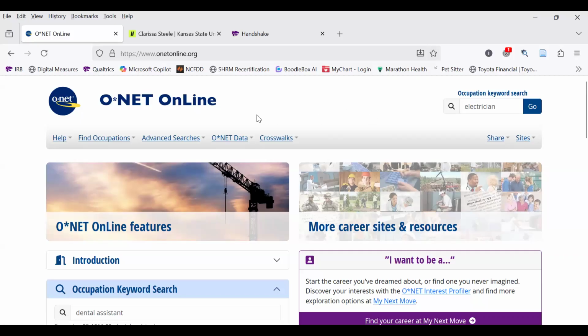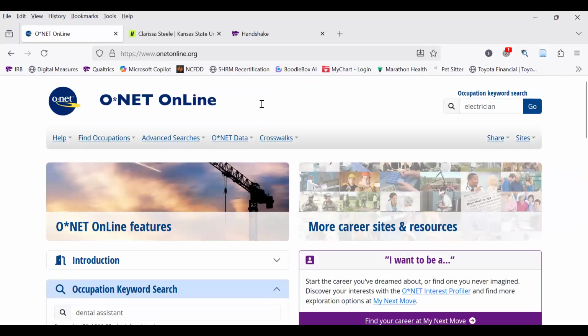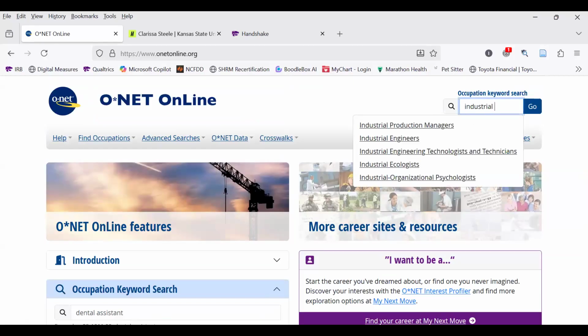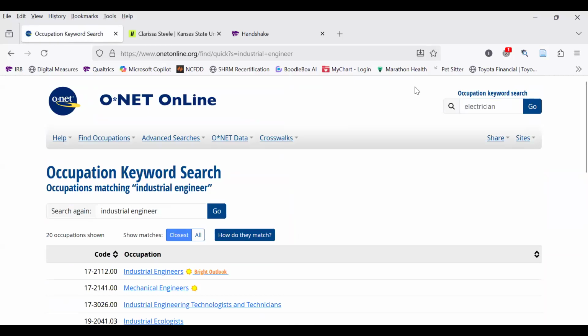So let's put in, you can see this is the initial page. It's much handier if you just put in a job and try to figure out what that job does. So I'm going to put in industrial engineer just because I used it as an example in the first video.